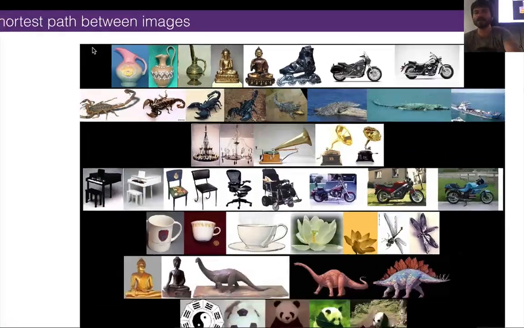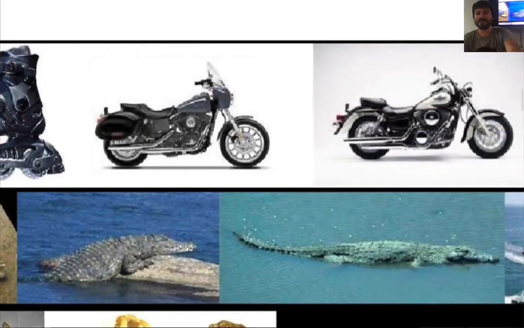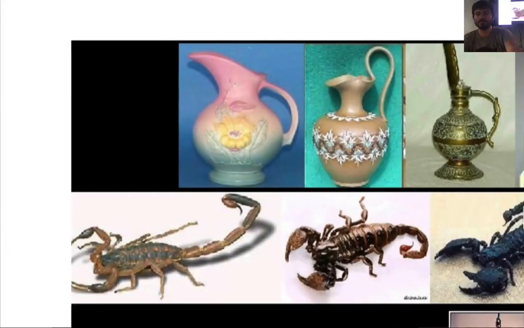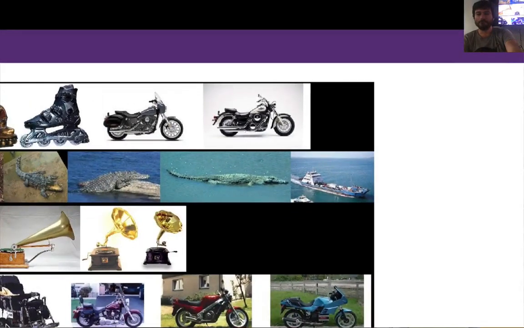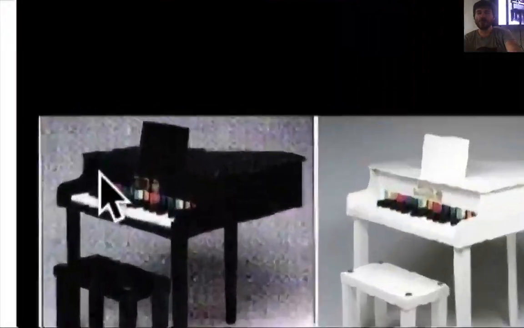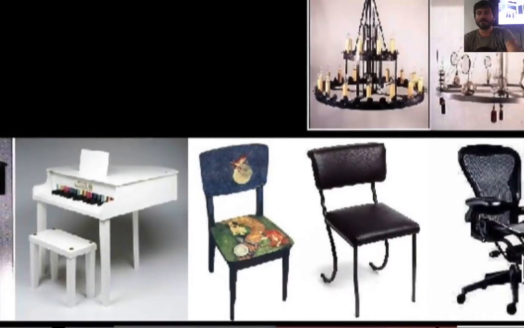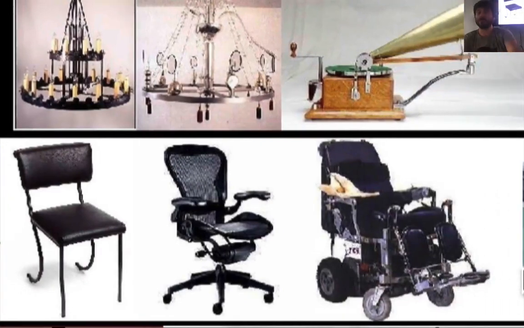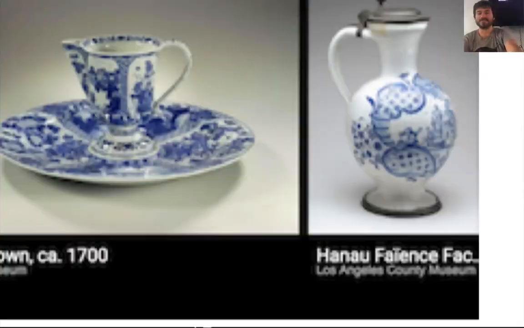So okay, you pick a motorcycle and a vase. Here's the vase and here's the motorcycle. Let's go from the vase to the motorcycle. Or how about from the scorpion to an alligator, to a ship? Here's a nice one. How do we go from a piano to a motorcycle? From a piano to another piano, to a chair, to a chair with wheels, to a wheelchair, to a motorcycle. Right, that's rad. Oh, I like this one. From a yin yang to a panda bear through a soccer ball. Yeah, all good stuff.